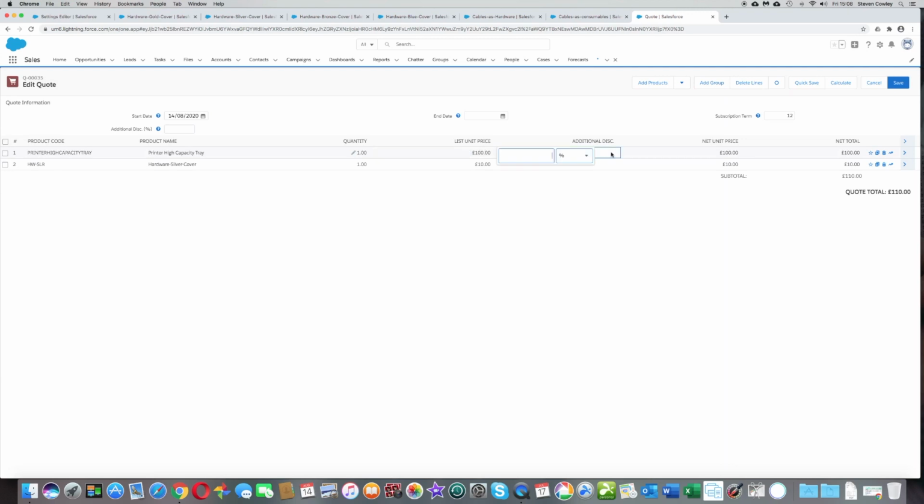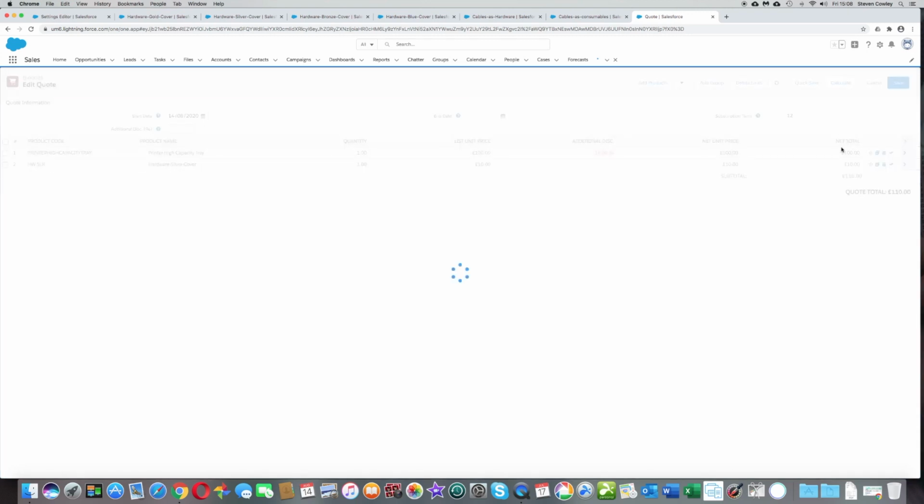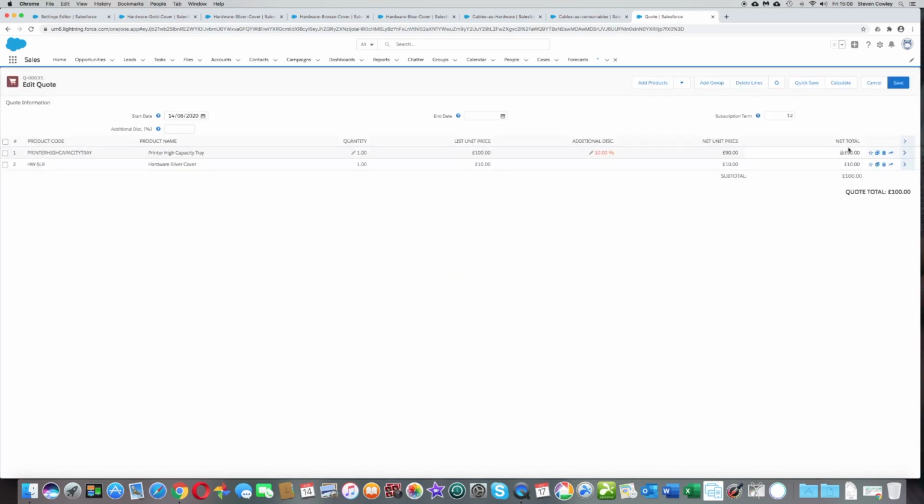So if I add a discount here of 10% and calculate, you can see the price is falling to the customer for the units, but that cover is staying the same because it's based on the list price. Now you can also have it based on the net price to the customer.